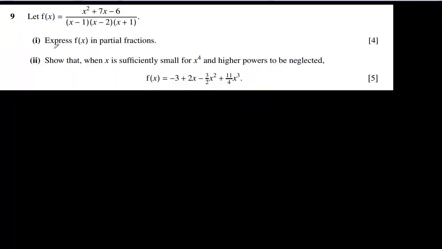Question number 9, they're asking us to express this function in partial fractions. Before we proceed, we should see that the degree of numerator is 2, whereas degree of denominator is 3 by multiplying these 3. So the conditions for partial fraction straight away are conducive. Let's get started. Otherwise, if they were equal or more, we would divide first and then carry out partial fraction. So I'm doing the partial fraction straight away now.